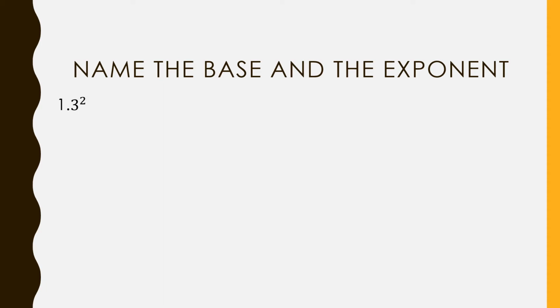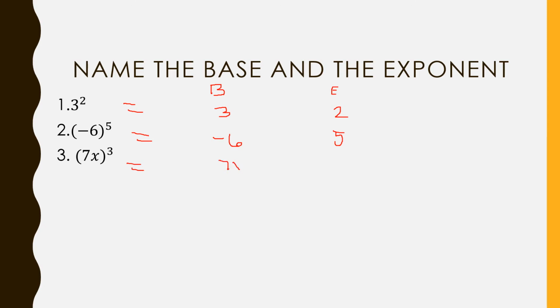Okay, name the base and the exponent. What is the base? Let's have B for base and E for exponent. The base is 3 and the exponent is 2. Next, the base is negative 6 and the exponent is 5. Here, the base is 7x. The exponent is 3.